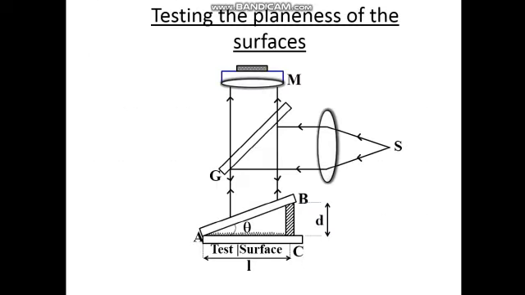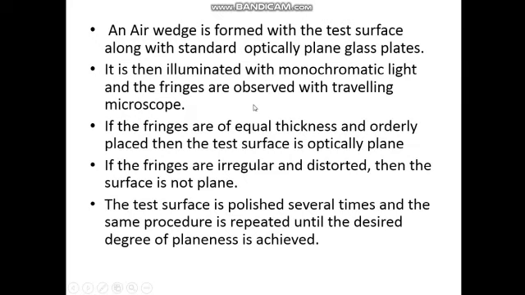Another application is testing the plainness of surfaces. An air wedge is formed with the test surface along with a standard optically plane glass plate. It is then illuminated by monochromatic light and the fringes are observed through a microscope. The fringes are of equal thickness and are orderly placed when the test surface is optically plane. The fringes are irregular and distorted when the surface is not plane. The test surface is polished several times and the same procedure is repeated until the desired degree of plainness is achieved.